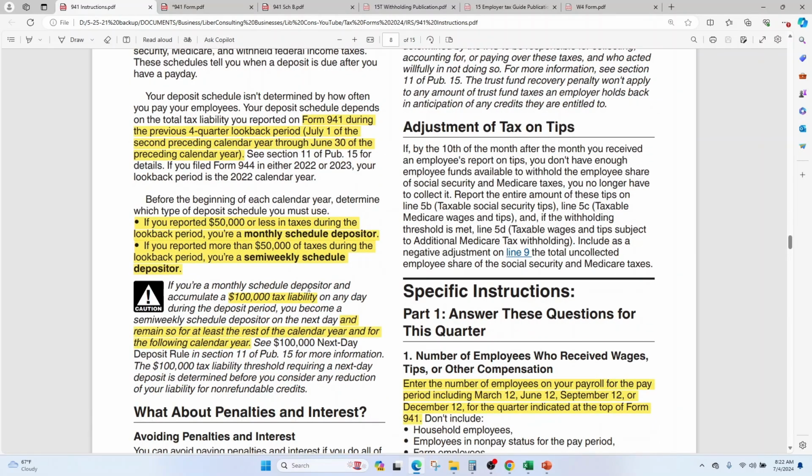If you are a monthly scheduled depositor and accumulate $100,000 in tax liability on any day, you become a semi-weekly scheduled depositor on the next day, because you are going to make that payment the next day as required. You then remain a semi-weekly scheduled depositor for the remainder of the year and for the following calendar year. Okay.